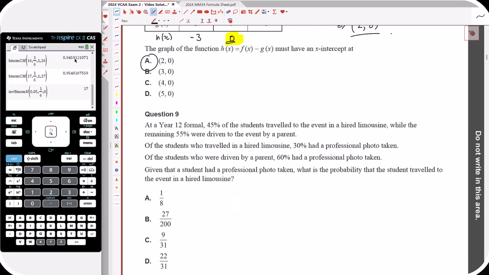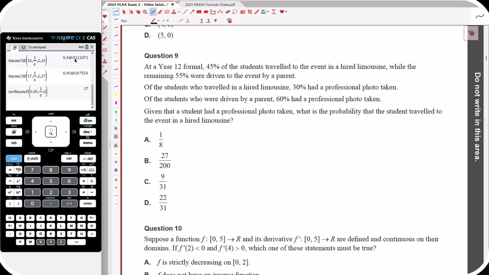So A. Question 9. At a Year 12 form, 45% of the students travelled to the event in a hired limousine, while the remaining 55% were driven to the event by a parent. Of the students who travelled in a hired limousine, 30% had a professional photo taken. Of the students who were driven by a parent, 60% had a professional photo taken. Given that a student had a professional photo taken, what is the probability a student travelled to the event in a hired limousine? Okay, so this is a pretty standard tree diagram kind of problem.